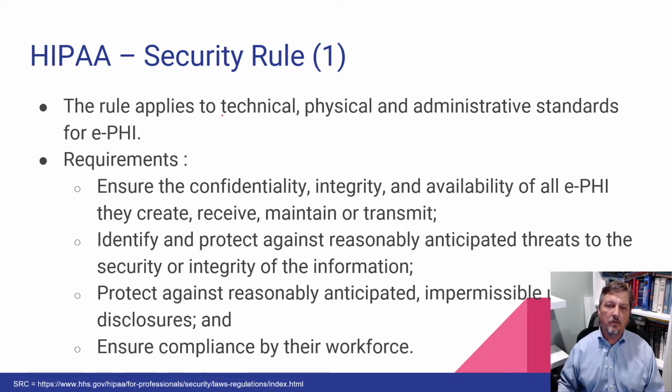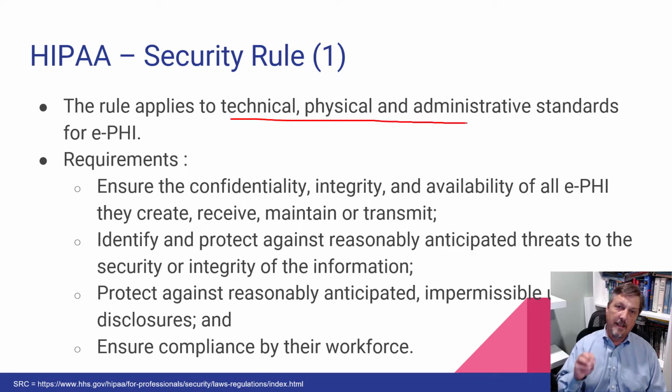In the HIPAA security rule, and remember throughout the day when we met together, we talked quite a few times about how security and privacy have to go together. You can't have privacy without security. And the HIPAA security rule is a good example of a regulatory structure that implements that principle. So it applies to technical, physical, and administrative standards for ePHI, for electronic PHI. The basic requirements, the first one you can see relates to that CIA triad. Ensure the confidentiality, integrity, and availability of ePHI.